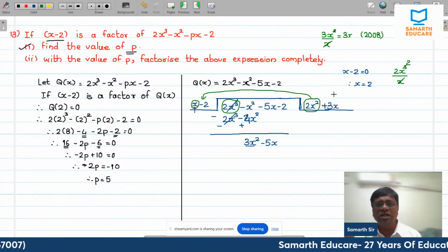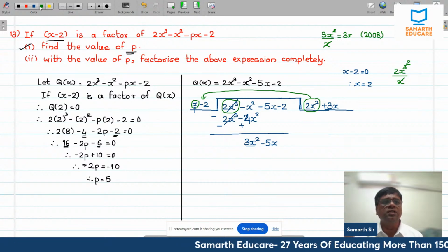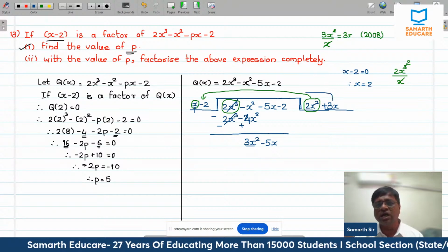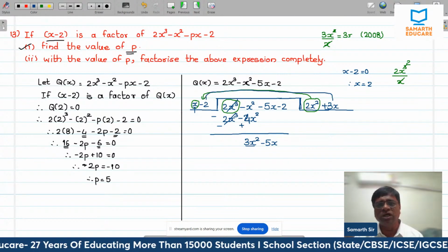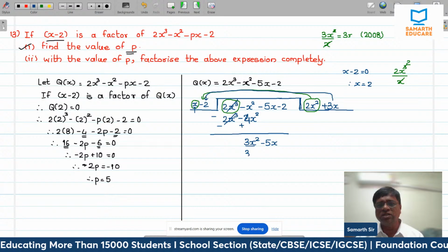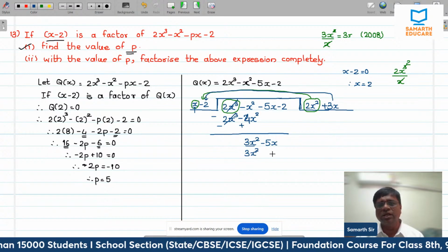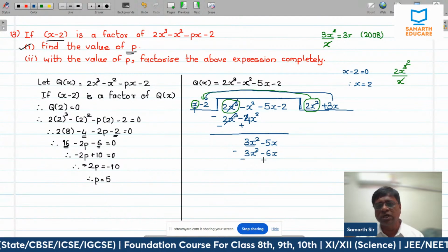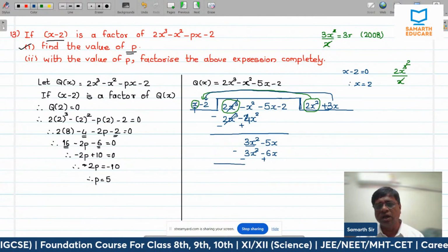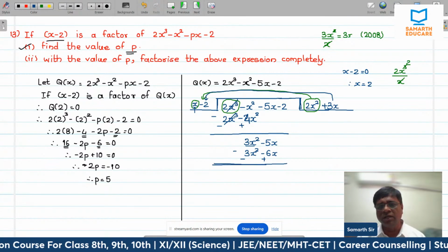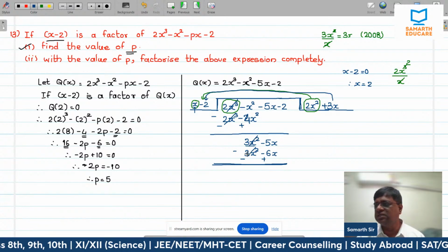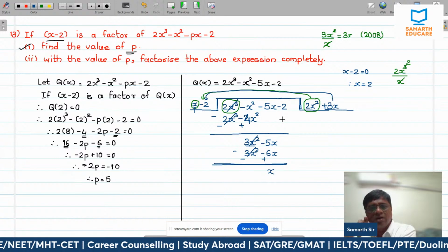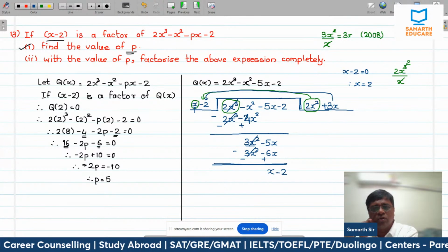When I multiply by 3x, I am not only multiplying x, I will be multiplying all the terms. So 3x into x is 3x², and 3x into minus 2x is minus 6x. I will subtract the two terms and they will change the sign. Now let me check the remainder. 3x² minus 3x² gets cancelled. Minus 5x plus 6x is x. Now I will bring this minus 2 down.